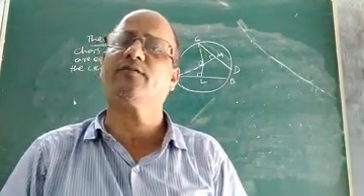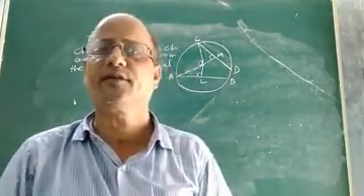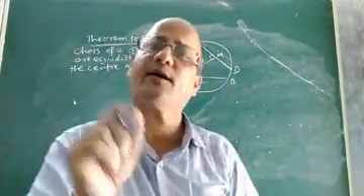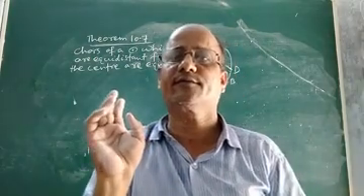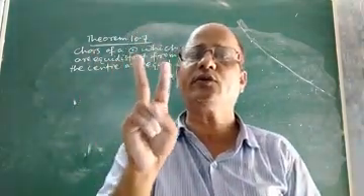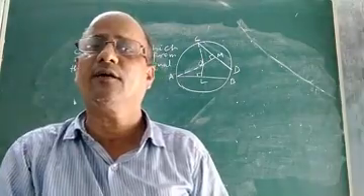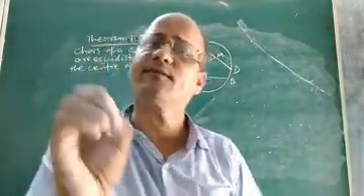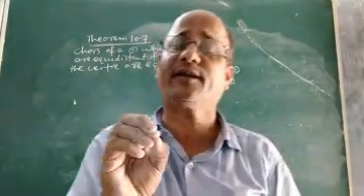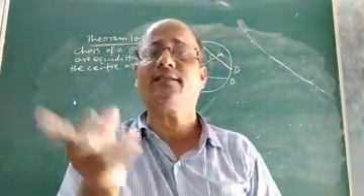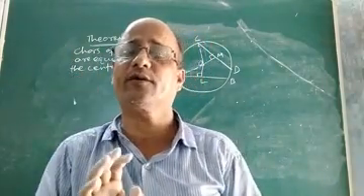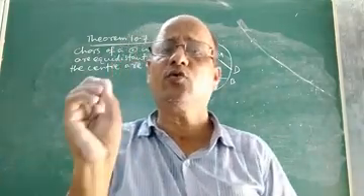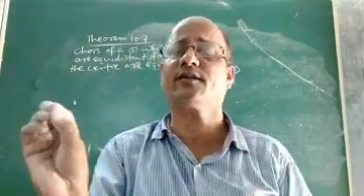Children, in the last class we were discussing theorem 10.6, where I discussed what is the relationship between two equal chords of a circle and their distance from the center. It was discussed in terms of theorem 10.6, where we proved geometrically that if two chords are equal, then their distance from the center will also be equal. That means equal chords are equidistant from the center. I discussed the geometrical proof in detail in the last class, and I am sure you must have understood.